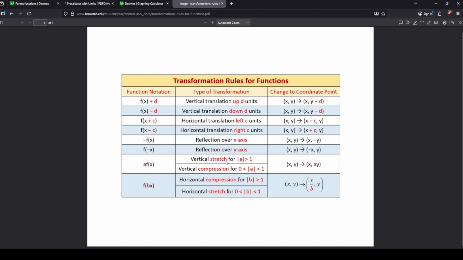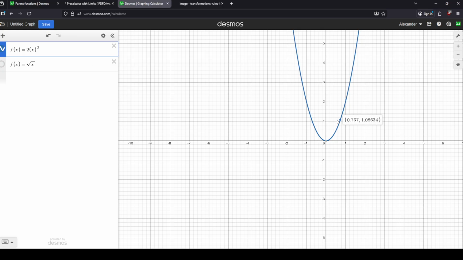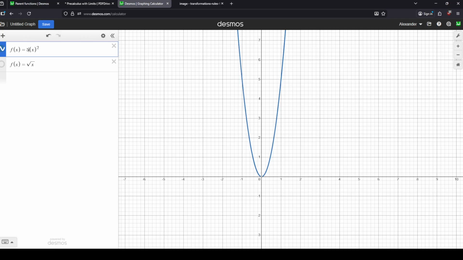Next up is a vertical stretch or vertical compression. And that's if you take your entire function and multiply by some value a. So let's say I multiplied this entire thing by 2. Oh, that doesn't look like it changed much, but it did. So we're slightly steeper whenever we do 2. If we plug in 5, we're a lot steeper, actually. If we plugged in 10, we get really, really steep.